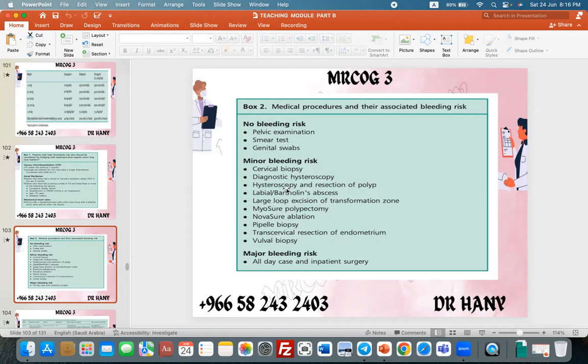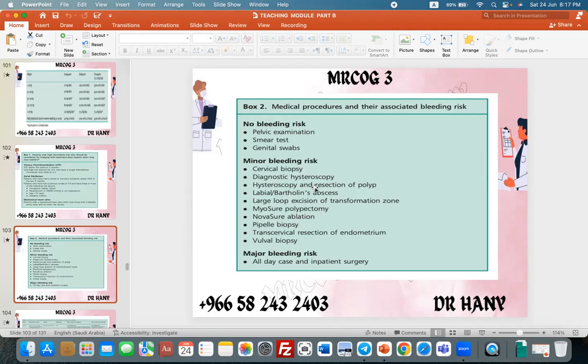It is not recommended to give any patient with hysteroscopy, cystoscopy, or laparoscopy antibiotics, only if you suspect a sexually transmitted infection, or there is a swab or any suspicion of infection, then I will give antibiotic. Otherwise, routinely do not give any antibiotic for hysteroscopy, laparoscopy, cystoscopy, or any minimally invasive procedure, no antibiotic at all. Vulval biopsy, no antibiotic.